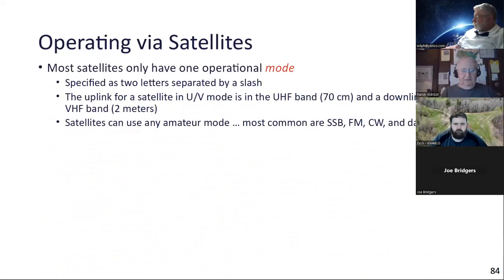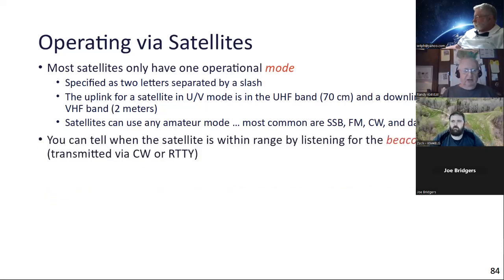Operating via satellites. Most satellites only have one operational mode, specified as 2 letters separated by a slash. Okay, the uplink for a satellite in the UV mode will be in the 70 centimeter or UHF band, and the downlink in the VHF band, 2 meters. Satellites can use any amateur mode. Most common are single sideband, FM, Morse code, CW, and data.